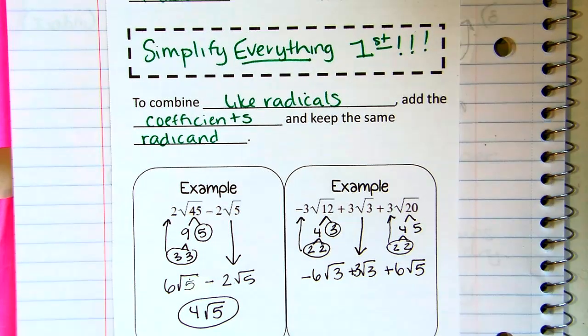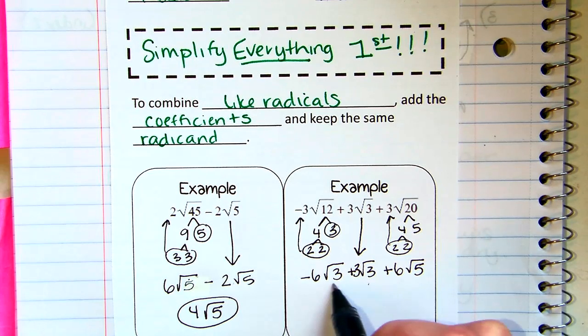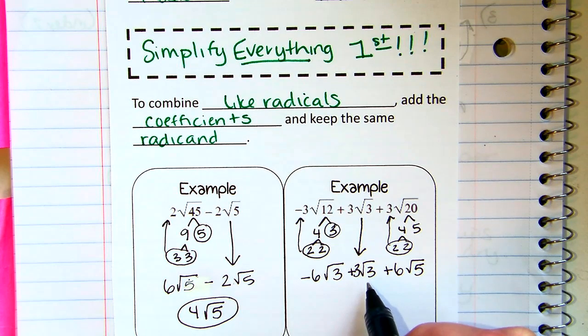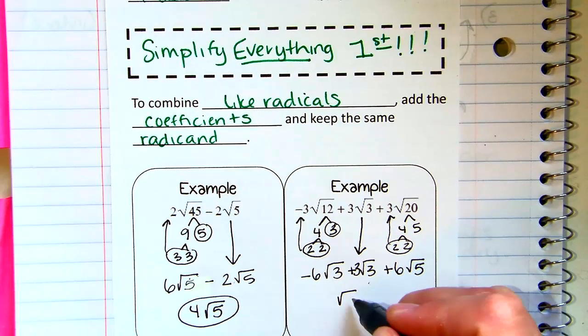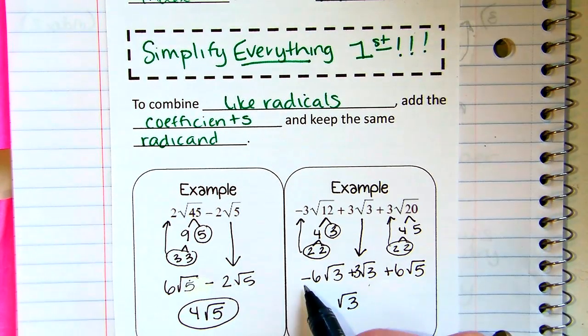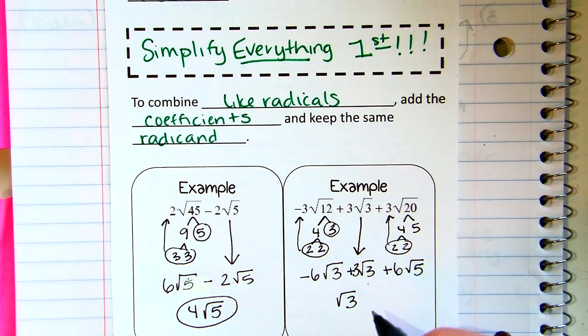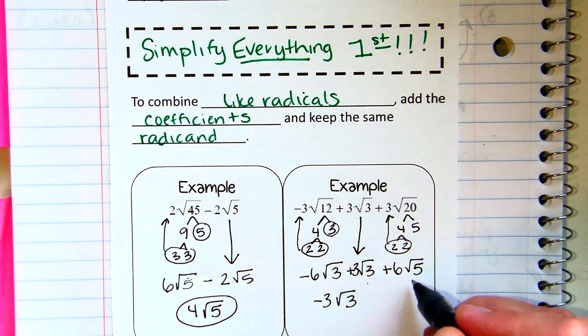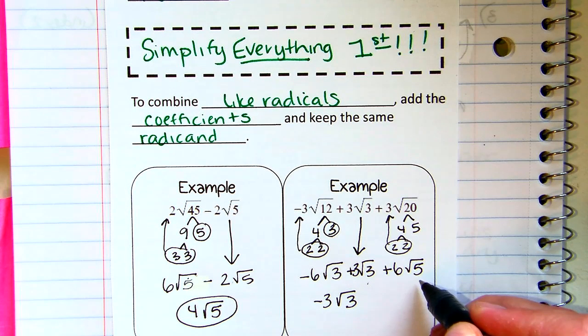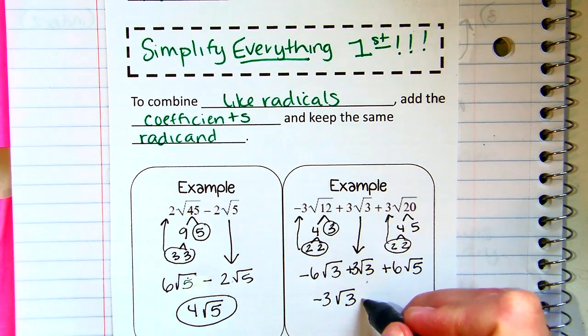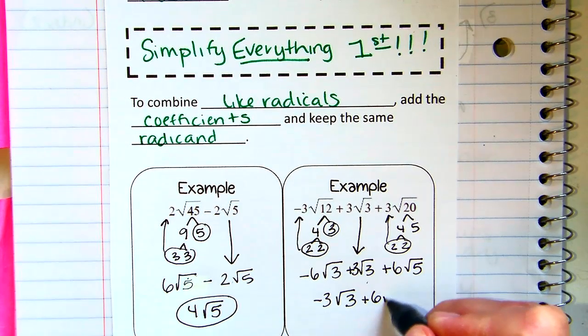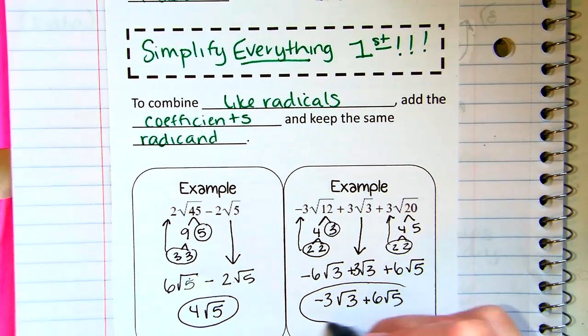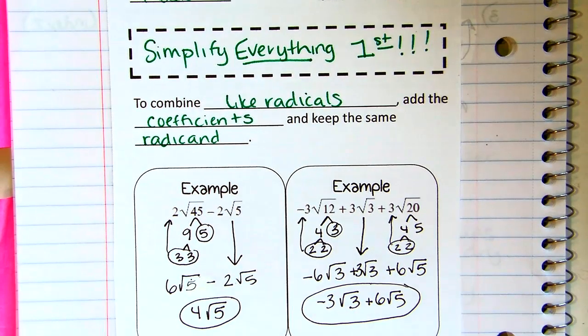Here, I can combine my root 3's together because they are the same. So I'm going to leave this as root 3, and then I'm going to have negative 6 plus 3. Well, negative 6 plus 3 is negative 3, so I get negative 3 root 3, and because my 6 root 5 has nothing else to combine with, it is going to stay as is at the end here. So our final answer is negative 3 root 3 plus 6 root 5. That is as far as we can possibly take that, so that is our answer.